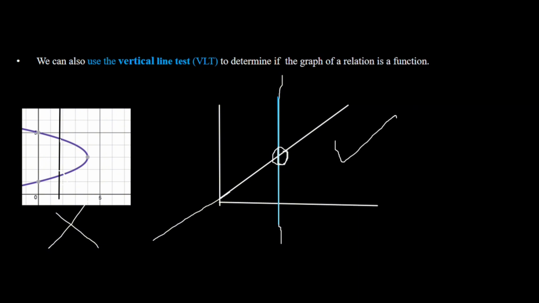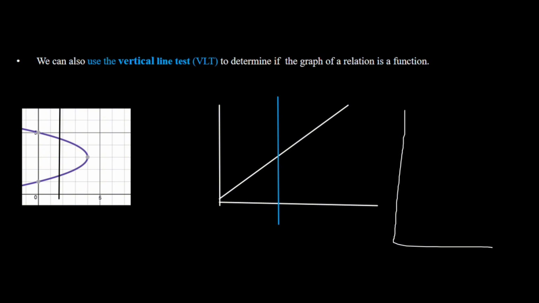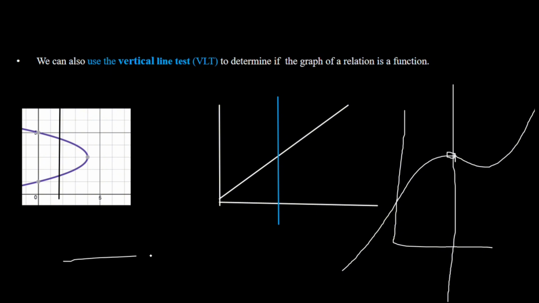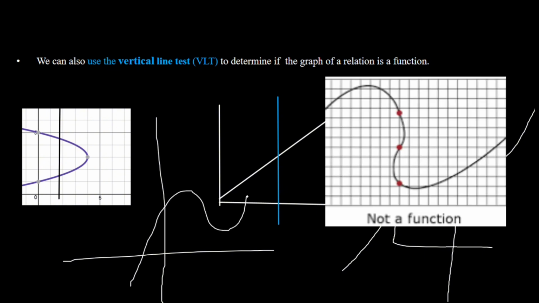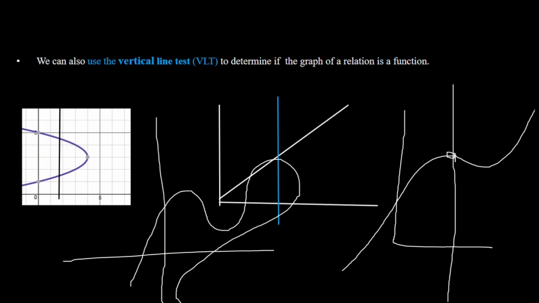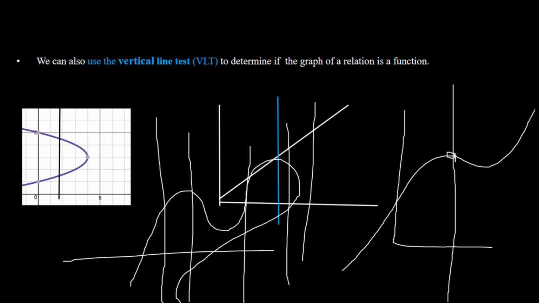You can draw another graph like this. A vertical line meets it at only one point, and this is a function. But in case we have something like this, if we draw multiple vertical lines, we find ourselves having multiple points of intersection with one vertical line. Hence, this is not a function.